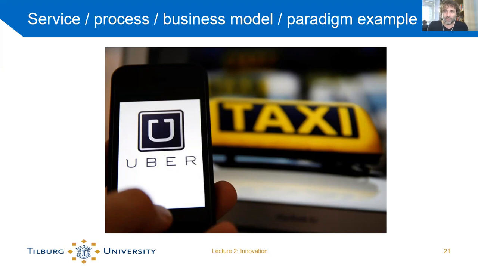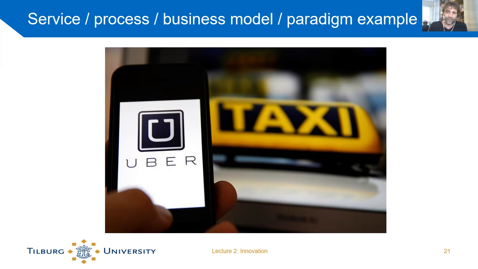And I'm going to give an example later on as well. But let me start with this one. A paradigm innovation means that your whole idea of what you are doing as an organization changes. Officially it's called that the underlying mental model of the organization changes. More easily translated: if you as an organization develop an entirely new strategy or an entirely new way of doing business, then you have a paradigm innovation.